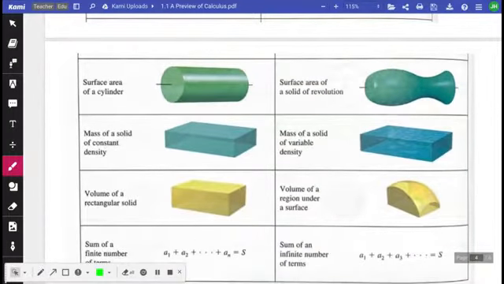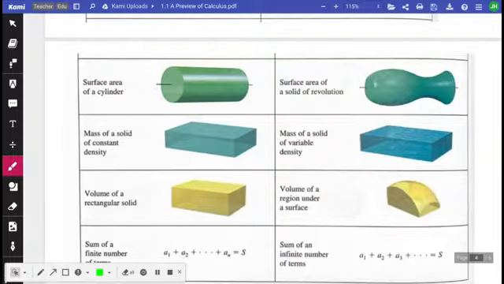Surface area of a cylinder: if you look at that, it's very even and very flat, and we have formulas for that. But this is a different formula. If you look, it's not the same throughout. It's got a different shape. We'll be able to calculate things like that using calculus.